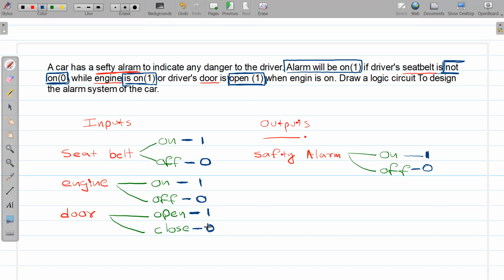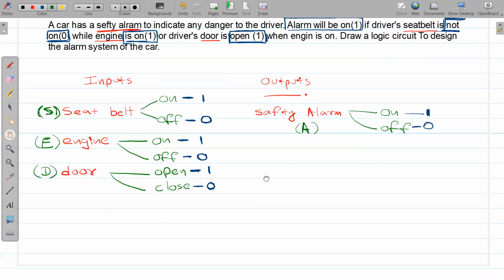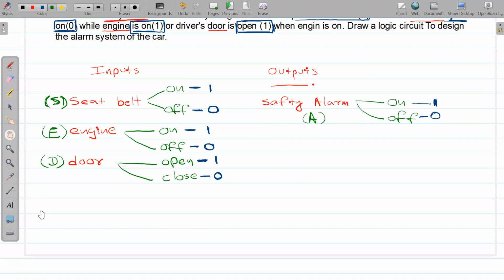Right? And we can propose the variables. So seat belt is indicated by S. Engine is indicated by E. Door is indicated by D. Safety alarm is indicated as A. Now what are we going to do? We are going to write the relationship between the inputs and the output.